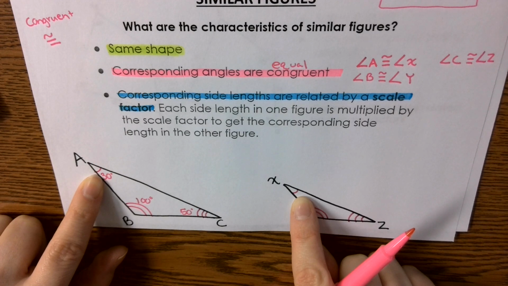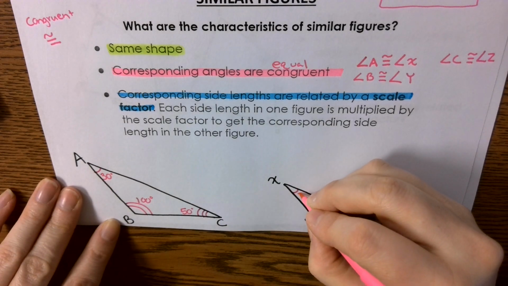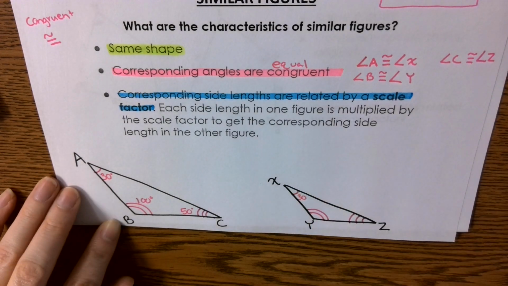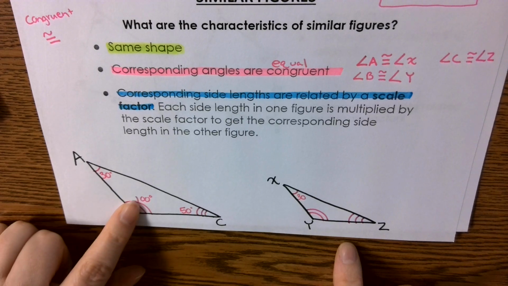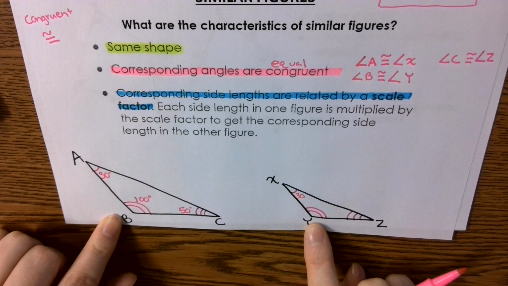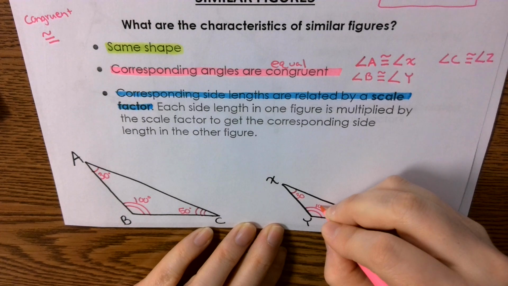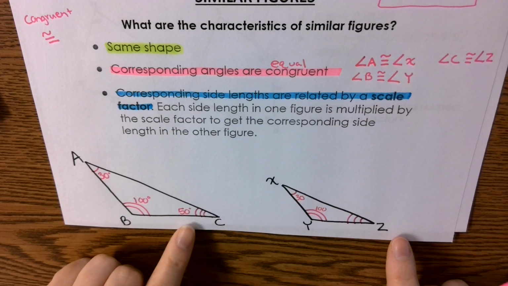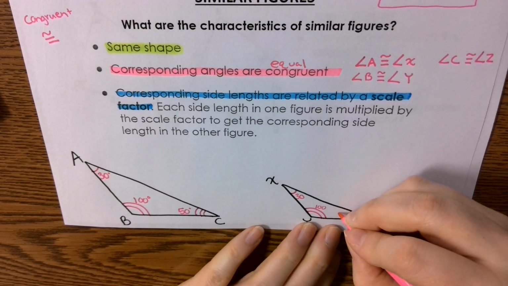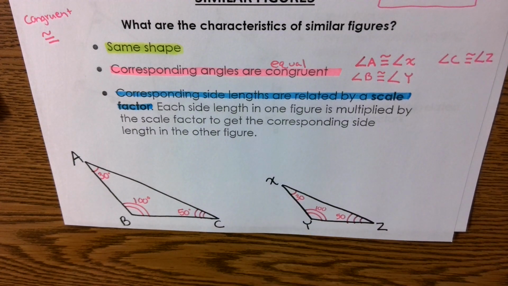Somebody whispered it. Huh? 30. Okay, they are equal to each other. They are congruent to each other. If B is equal to 100, then Y is going to be equal to 100. And if C is equal to 50, Z is equal to 50. Okay, they will have the exact same measurements there.